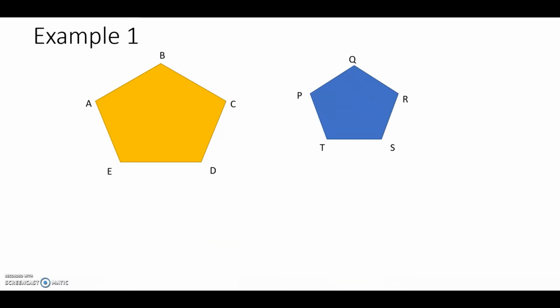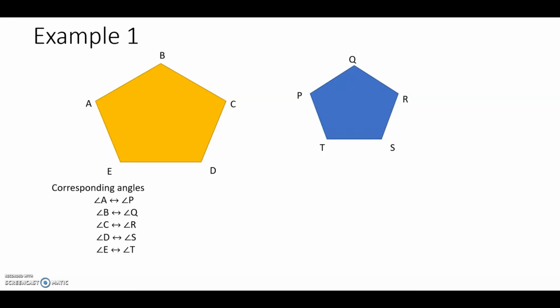For this example, we have two pentagons. The first pentagon is named ABCDE, and the second pentagon is PQRST. Now, to prove that these two pentagons are similar, we have to write or list down the corresponding angles and corresponding sides for these two pentagons.